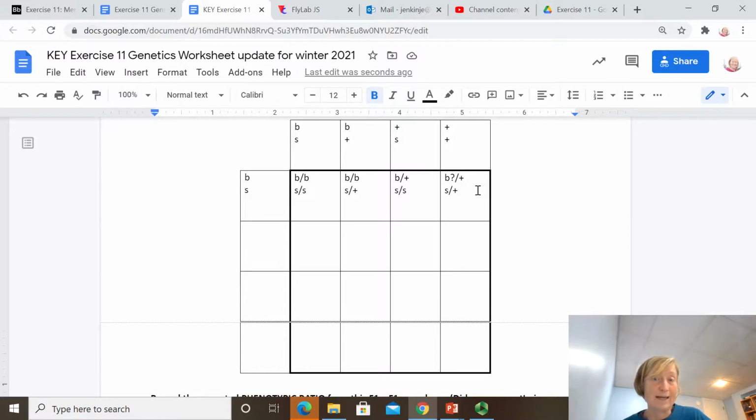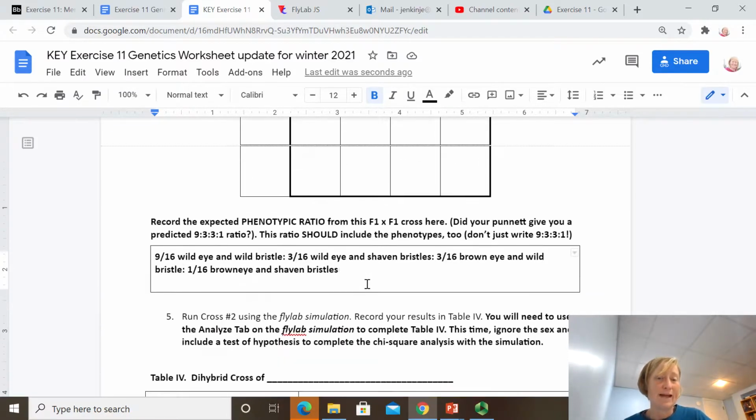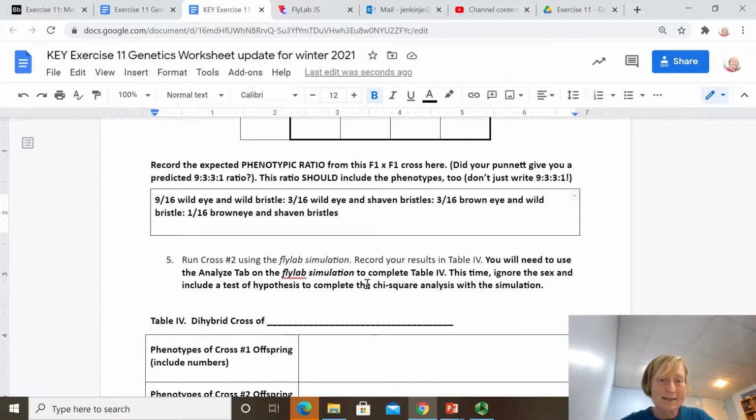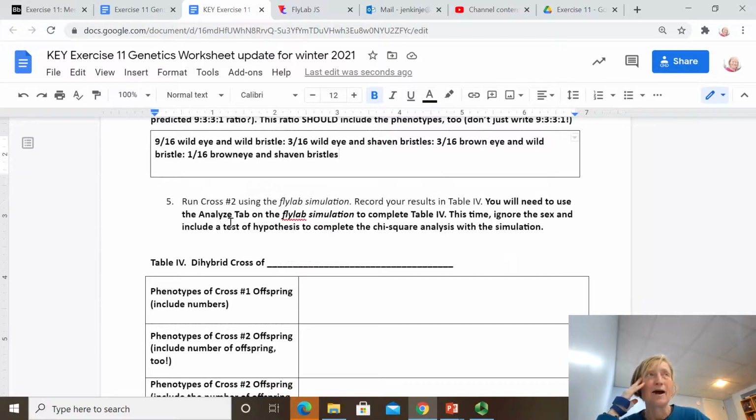But you're going to have to sort out each box to make sure that you get that 9:3:3:1 ratio. Then you're ready to actually run the simulation, run this cross, and compare your results to our expected 9/16 to 3/16 to 3/16 to 1/16 ratio. And you'll see if the data fit well with our prediction. All right? So that's what you're doing in this last part of the assignment.